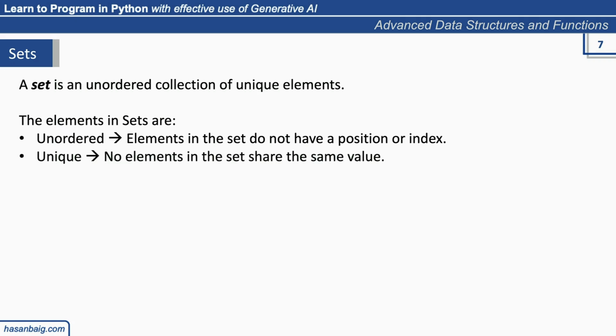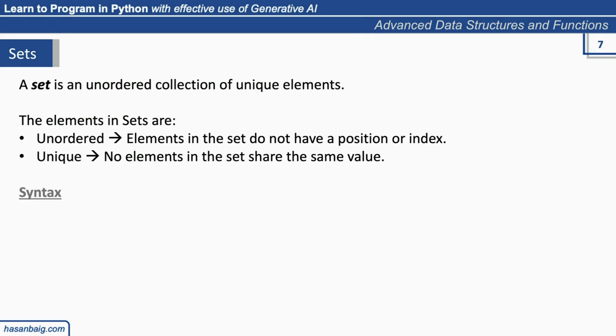The second important thing is unique. All elements are unique. We cannot have duplicate elements. In a list, I can have A, B, C, A, 1, 2, 3, 1 again, but I cannot have duplicate elements in sets. Okay? So this is an important thing to remember.